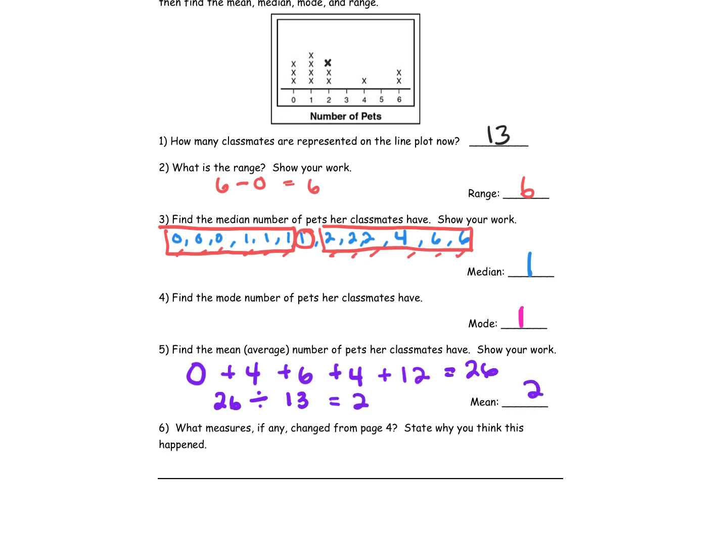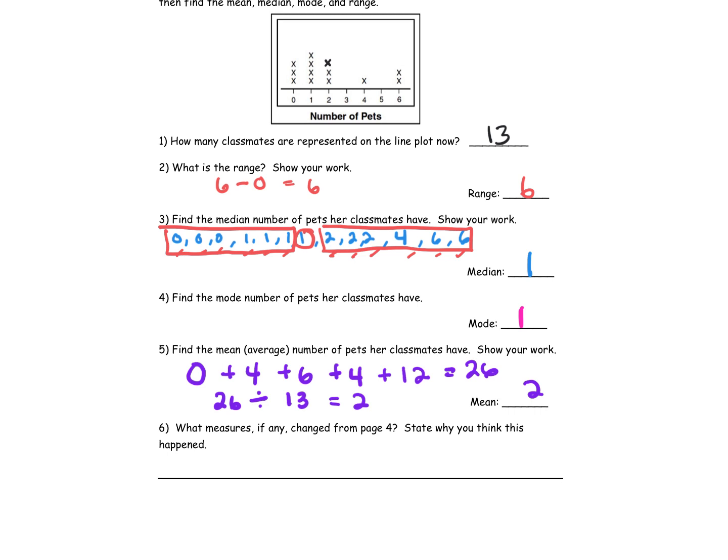So our final question is, what measures, if any, changed from page 4? So I'm going to give you an opportunity to flip back and look at page 4, and it says, state why you think this happened. So take a moment and compare the range. You're going to notice that it's the same. Compare the median from page 4. It also stayed the same. Compare the mode. It's again the same.